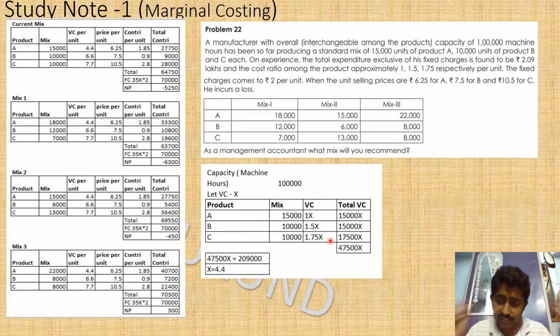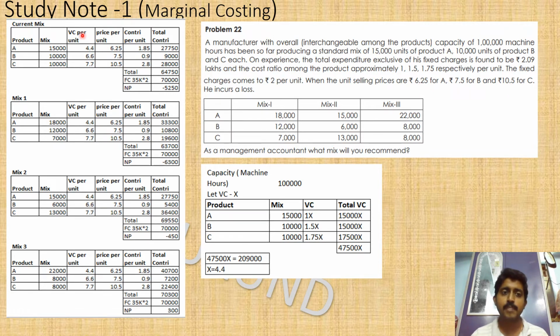Now we have the selling price of A, B and C, and also the variable cost per unit of A, B and C. Which means we can find the contribution, reduce the fixed cost, and find the net profit for all the cases. Now let's go to the current mix. The current mix is A produced 15,000, B is 10,000 and C is 10,000. We know the variable cost per unit. We know the price per unit: 6.25, 7.5 and 10.5. It is already given.